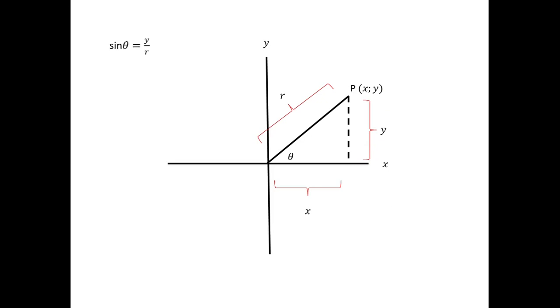This is what our trig ratios look like on a Cartesian plane. Sine is no longer opposite over hypotenuse, it is y over r, although you will notice this is the opposite side and that is the hypotenuse. So actually all that's changing is the names of the sides, not the actual trig ratios themselves. Cos is now x over r, that's the adjacent side over the hypotenuse, and tan is y over x, that's the opposite side over the adjacent side. So all the concepts are the same. The only thing that we've changed is the names of the sides.